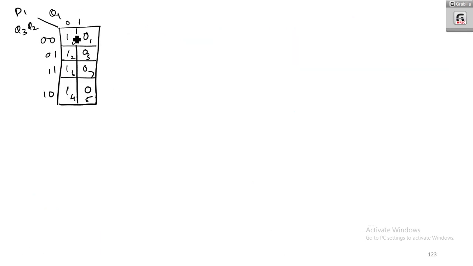So what is the equation? You can club these four. Clubbing a quad, which is common? Q1 bar is common. So that is Q1 bar. Therefore we can write D1 is equal to Q1 bar.